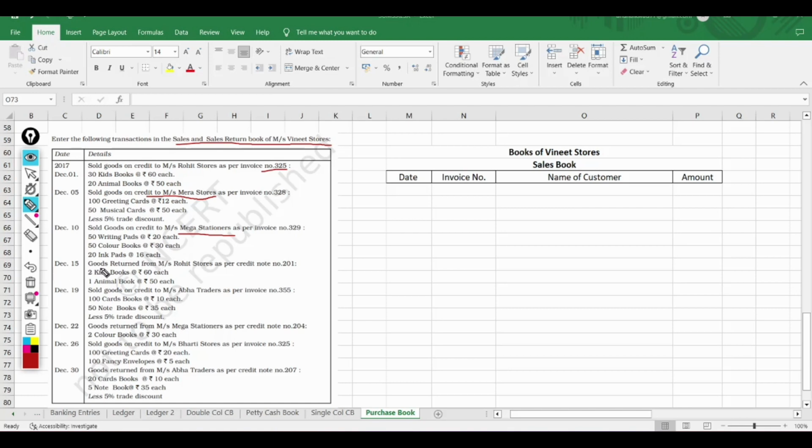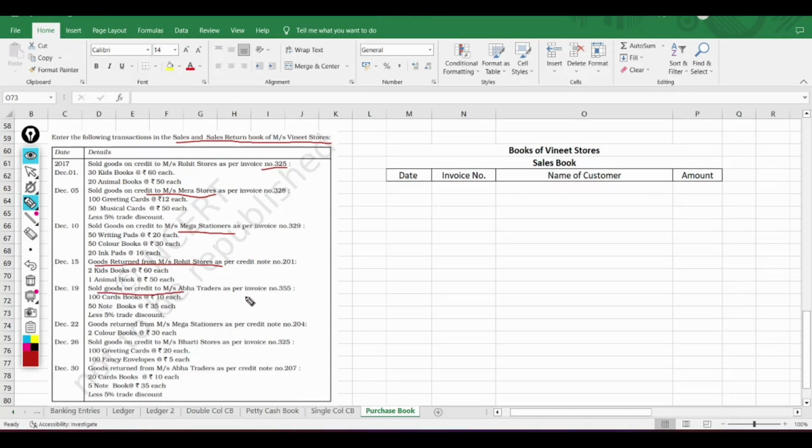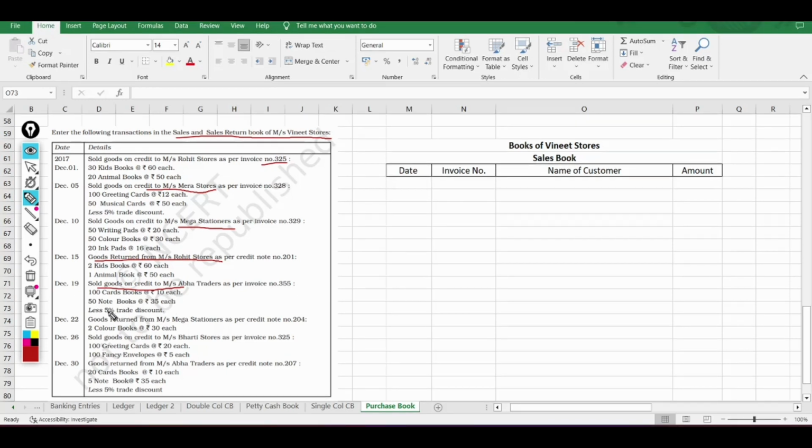December 15th, goods returned from Rohit Stores on credit note 201, two kids books at 60 and one animal book at 50 each. December 19th, sold goods to Abha Traders as per invoice number 355, 10 card books at 10 each and 50 notebooks at 35 each, less 5% trade discount. December 22nd, goods returned from Mega Stationery as per credit note number 201, 2 color books at 30 each.